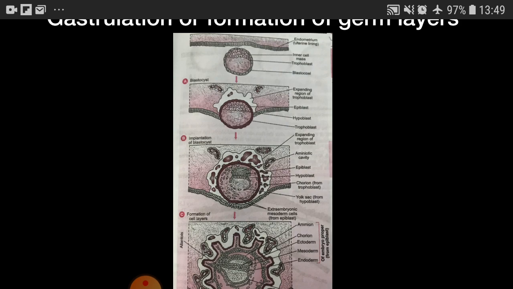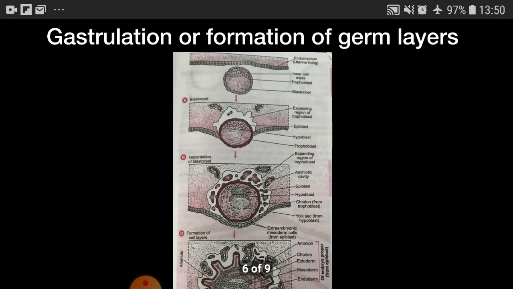Now, about the different layers, that is the transformation of the blastula into gastrula with the primary germ layers by the rearrangement of the cells, and this process is known as gastrulation. So here we come to the next step, that is the gastrulation, which is also known as the formation of the germ layers, right?